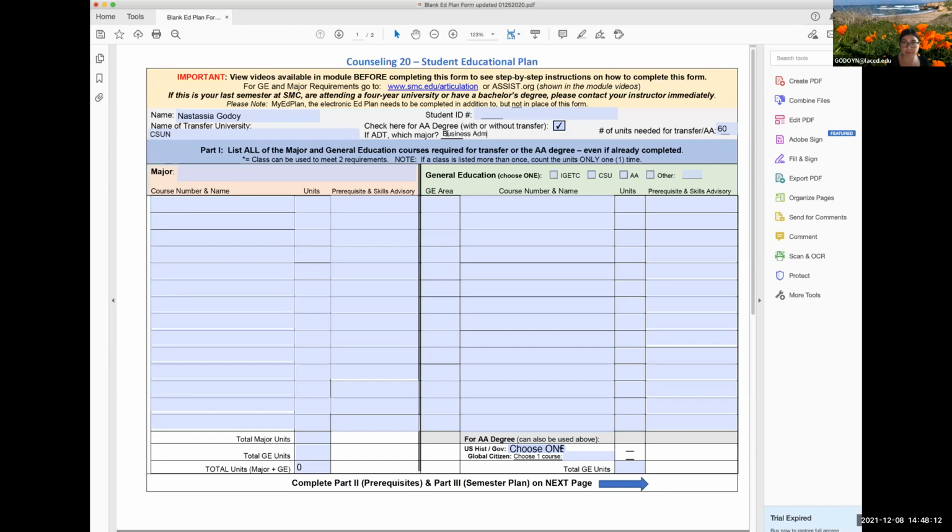I'm going to put business admin, and I know that I still need 60 units. Also for an associate's degree, you need 60 units. If you want to get an associate degree, you have to have 60 units as well. So it's the same as transfer.